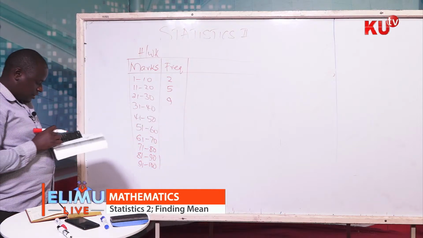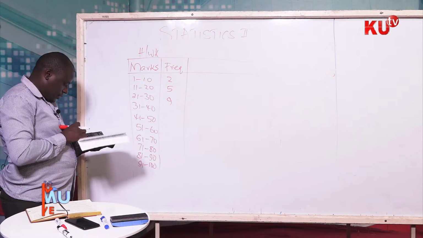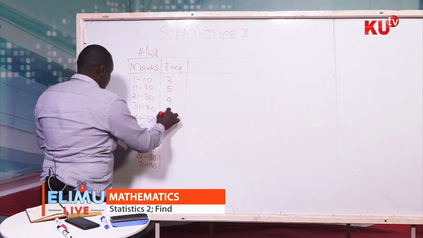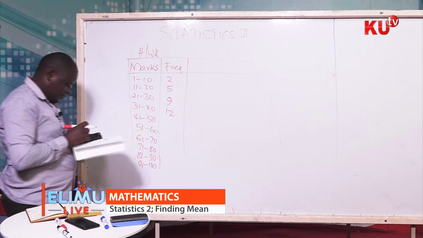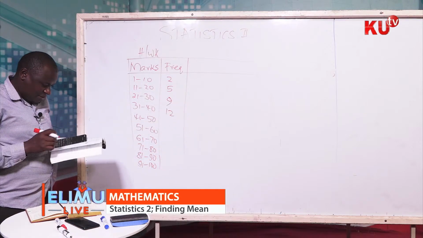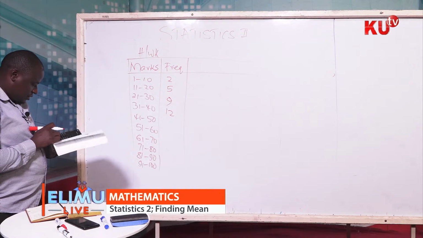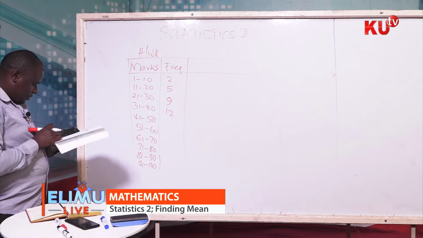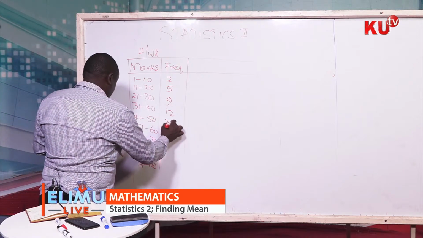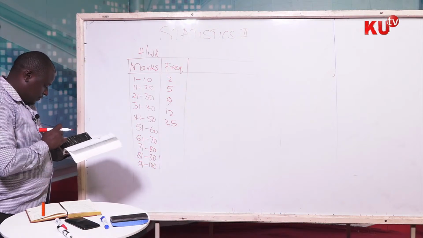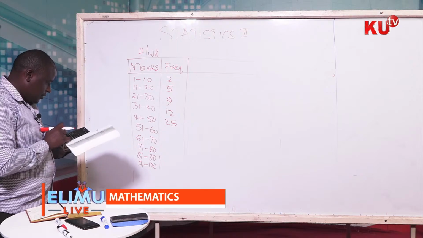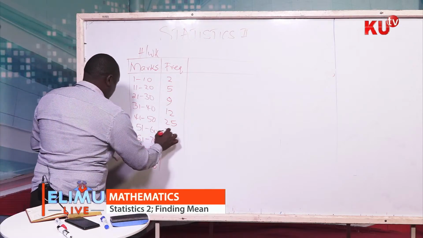And then 28 minus 16 is 12. Forgive my 9, it looks like a G. Then 53 minus 28 is 25. 90 minus 53, 37.